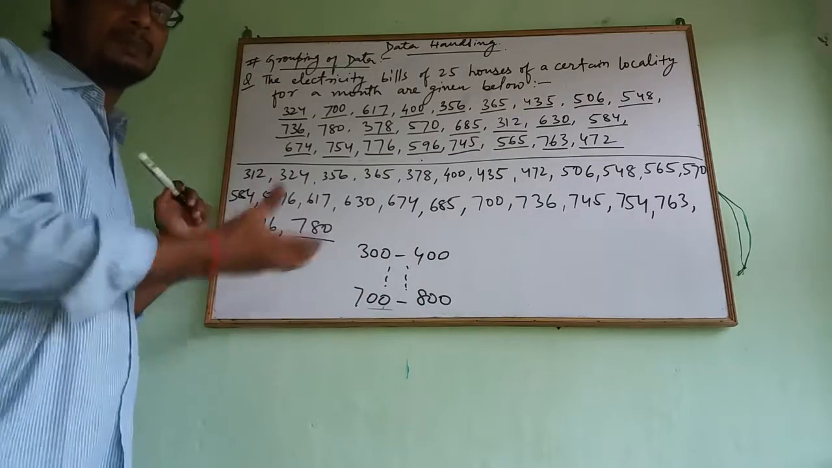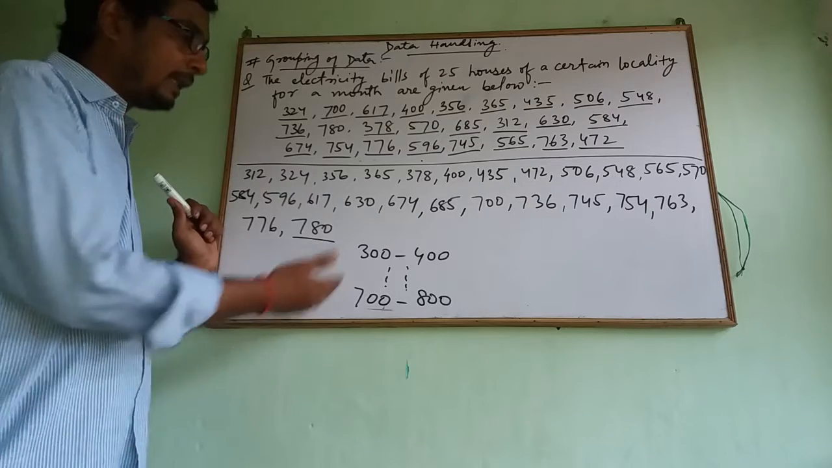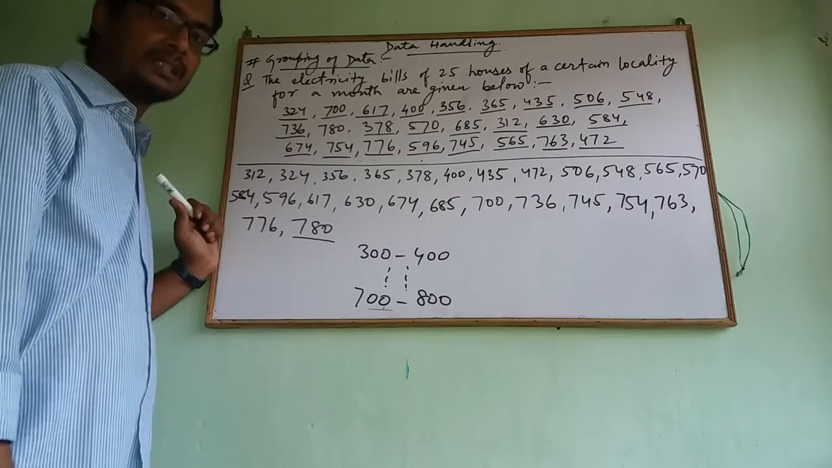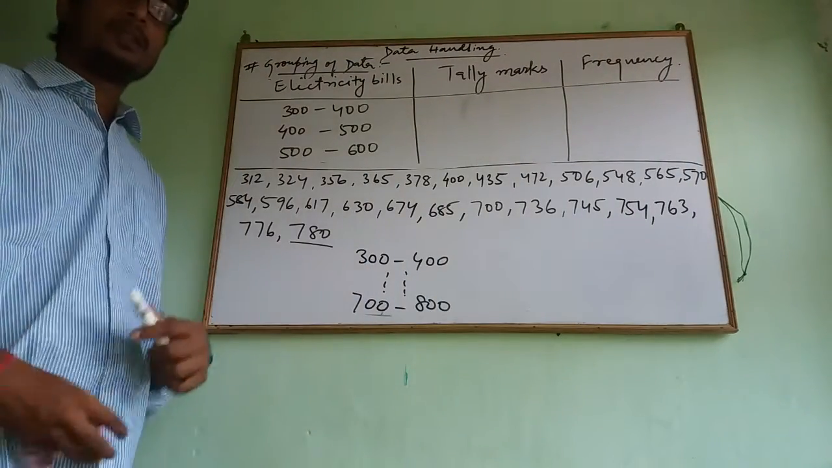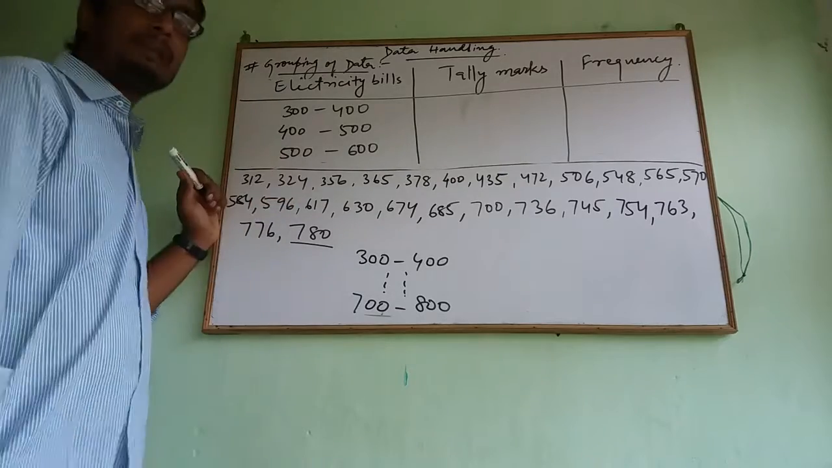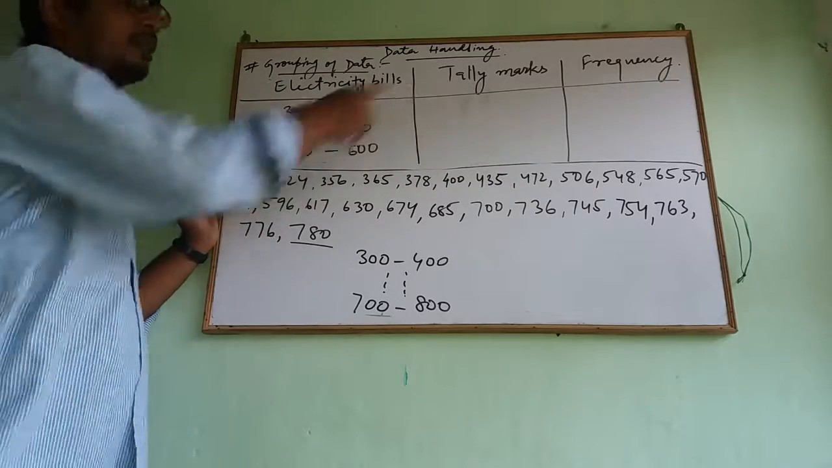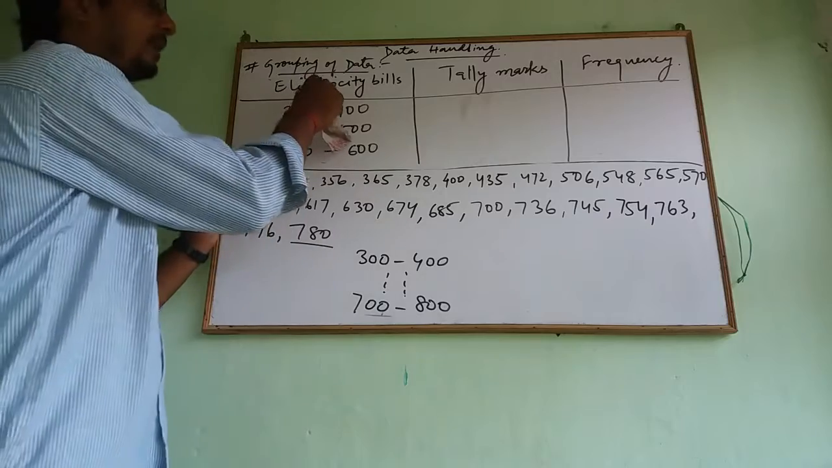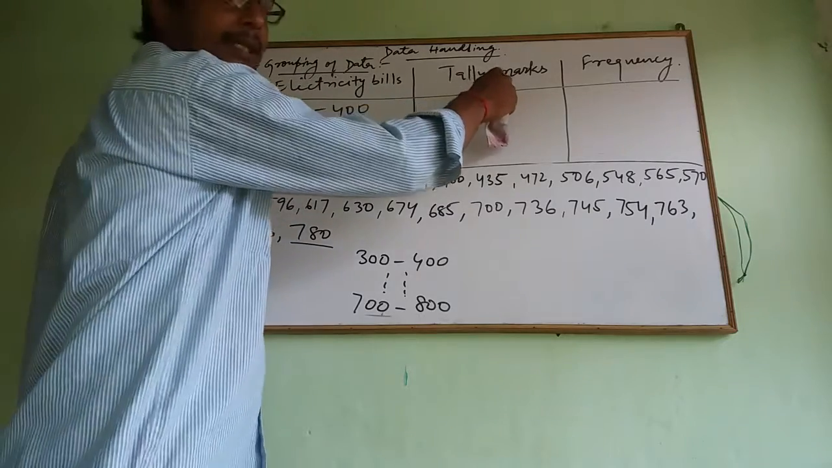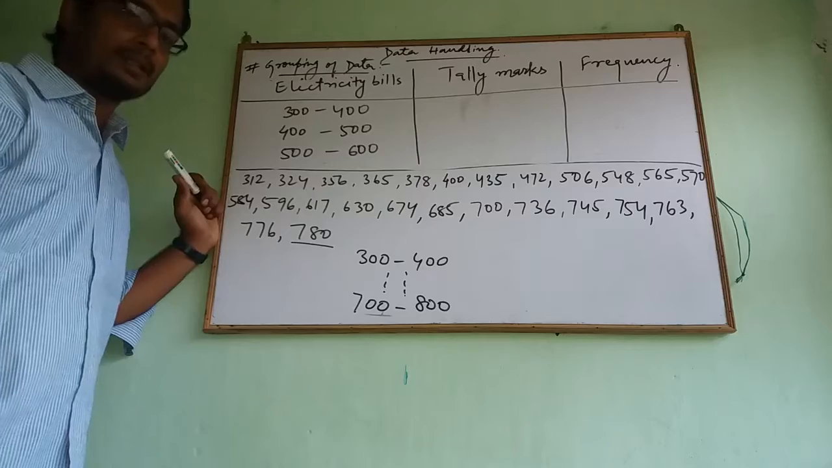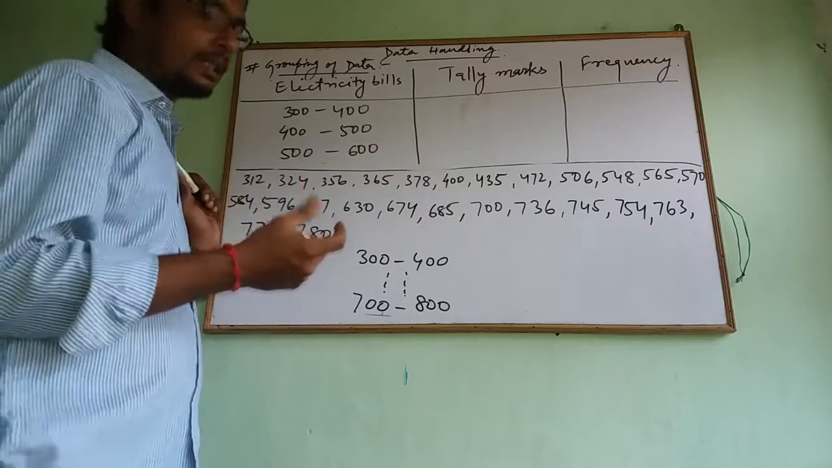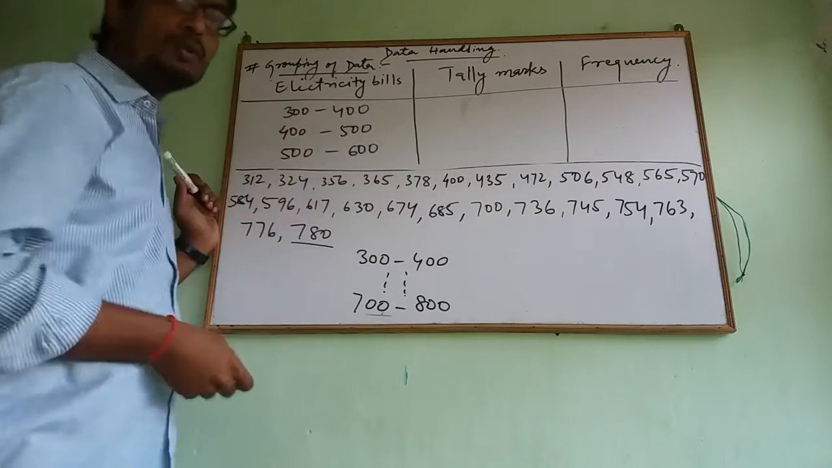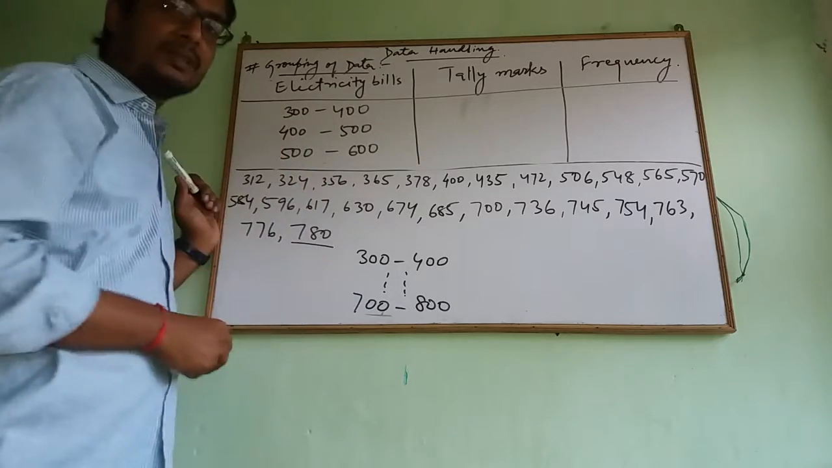So let's start and prepare a frequency distribution table taking class intervals. Now students, we have drawn a frequency distribution table with three columns. The first column is electricity bills, the second is tally marks, and the third is frequency. As directed, we use class intervals starting from 300 to 400, so the class width will be 100.